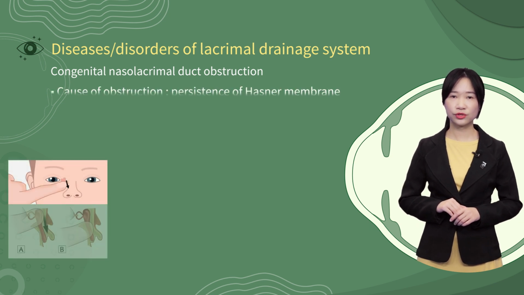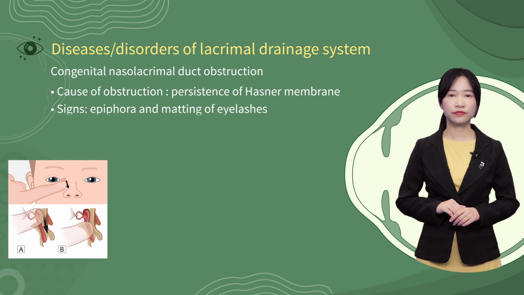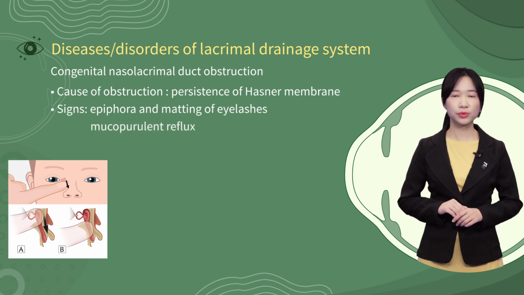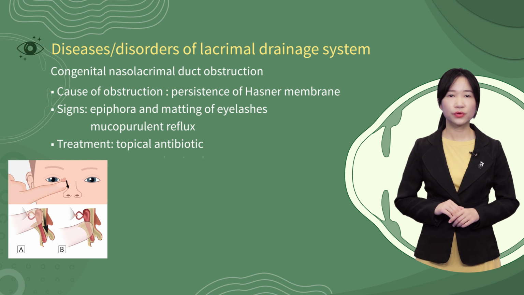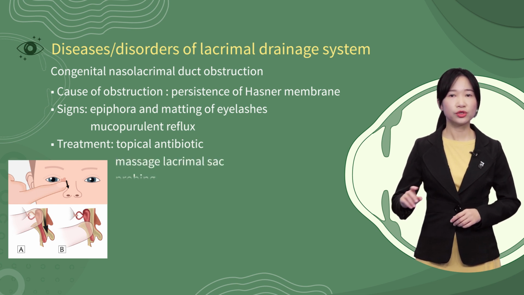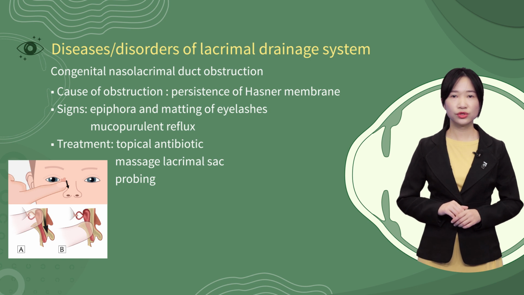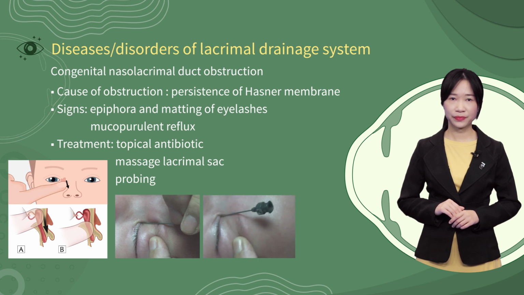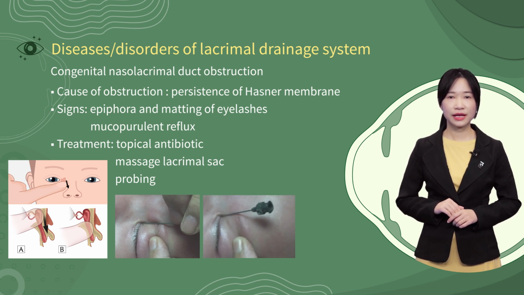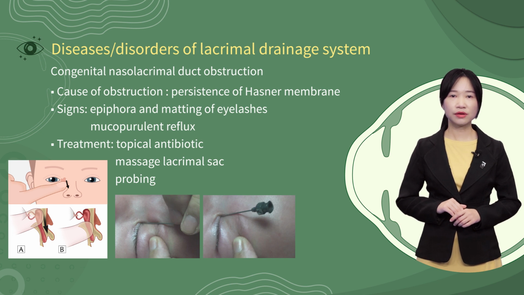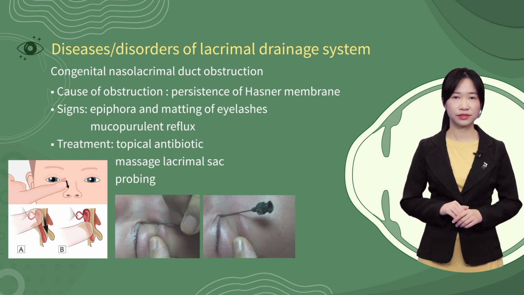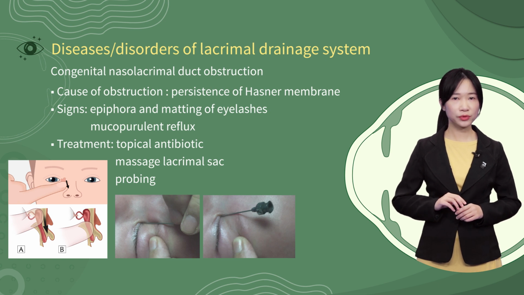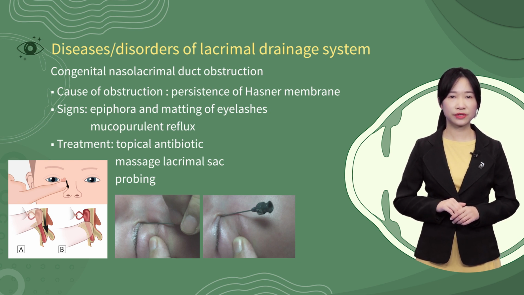The lower end of the nasolacrimal duct in the region of the valve of Hasner is the last part of the lacrimal drainage system to canalize, with complete patency most commonly occurring soon after birth. Congenital nasolacrimal duct obstruction is caused by persistence of the Hasner membrane. Epiphora, meaning tearing, and matting of the eyelashes may be constant or intermittent, and may be particularly noticeable when the child has an upper respiratory tract infection. Gentle pressure over the lacrimal sac may cause mucopurulent reflux.